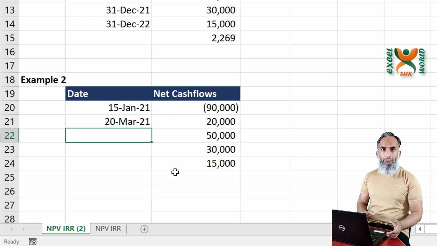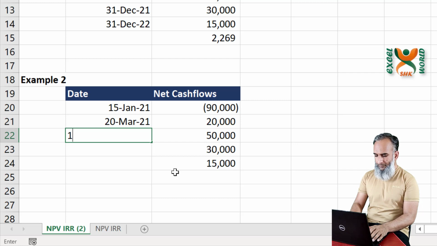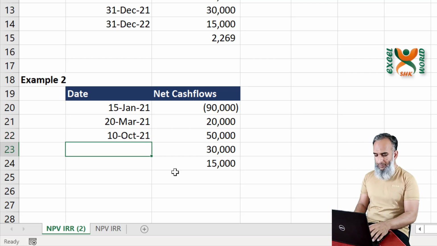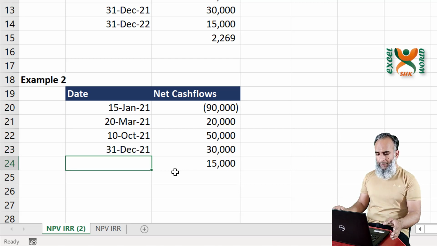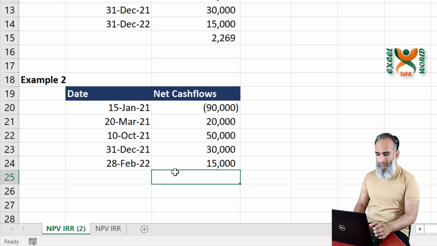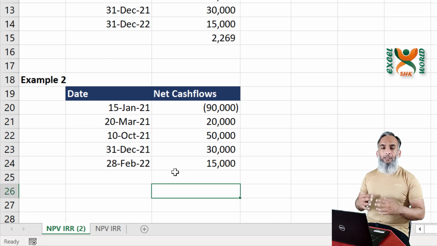So next, maybe in October, 10th of October 2021. So this is so strange. And this one on 31st December. And let's assume that this one occurred on 28th February 2022. So many irregular cash flows. And this is what happens in practical life. So XNPV has a solution and can calculate the net present value of irregular cash flows. So this is very useful.